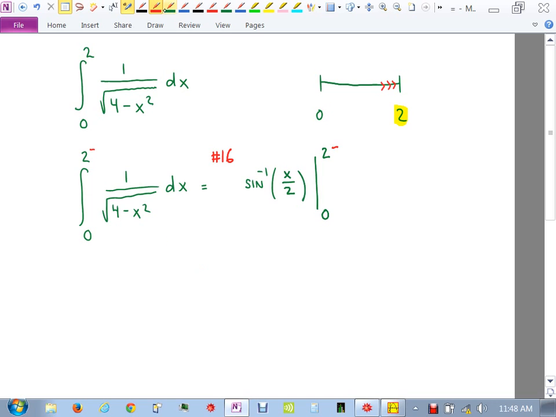Let's plug in 2 from the left side. So what would happen if I just plug 2 in? 2 over 2 is 1. An arc sine of 1 we'll have to figure out, right? What happens if I plug 0 in? Get arc sine of 0? Let me just write down what we're getting when we try and plug in.